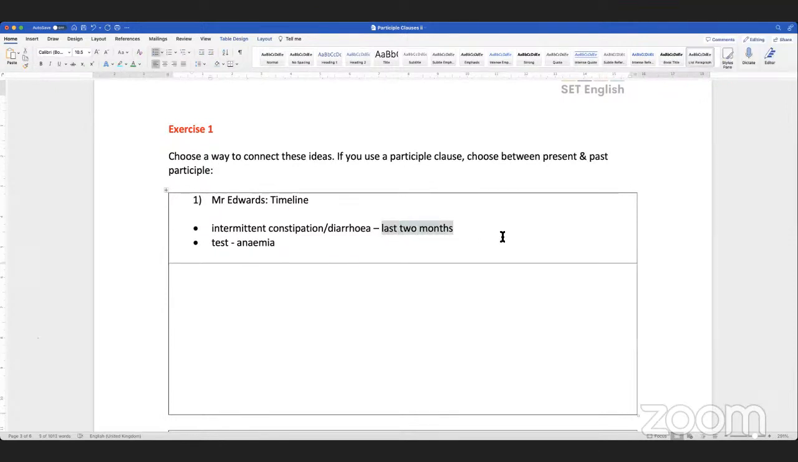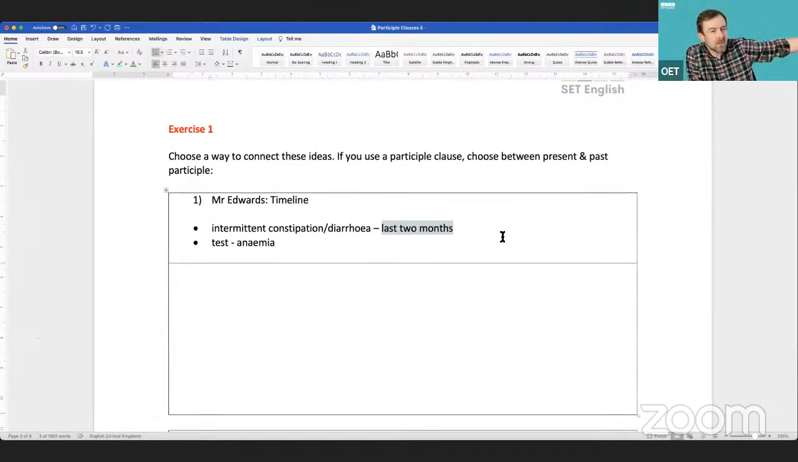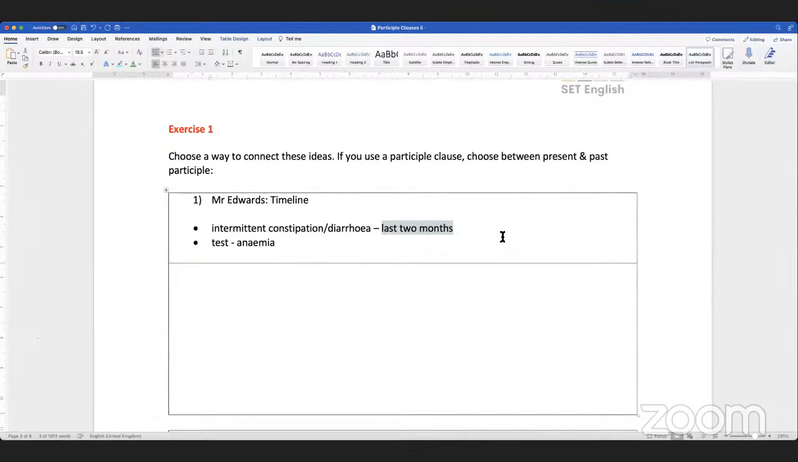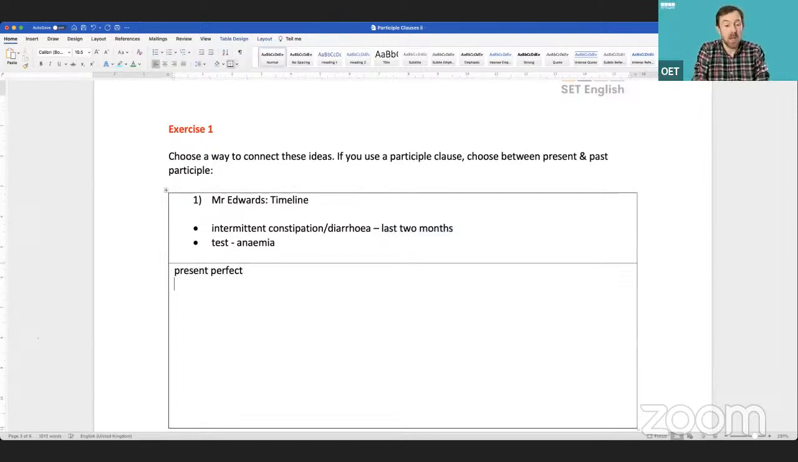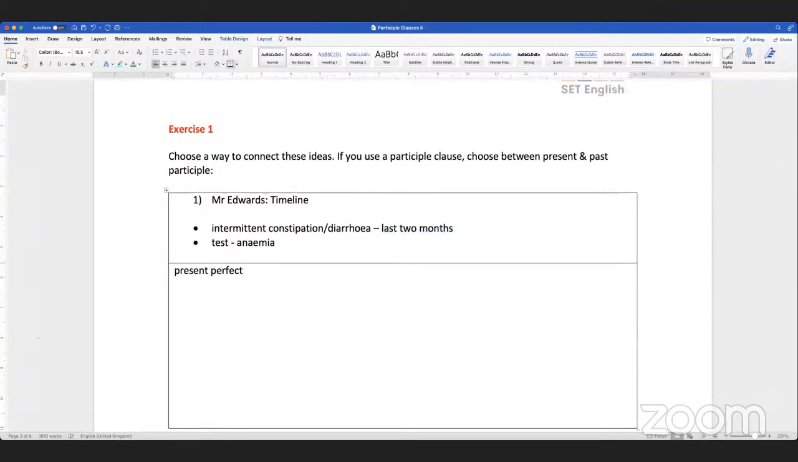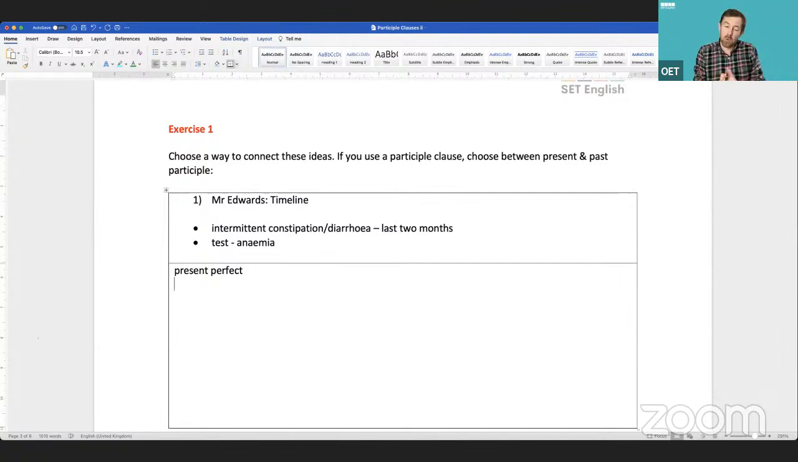Past simple, perfect tense. The last 2 months comes with the perfect, having. Present perfect is what you're thinking of, guys. That's what you should be thinking of. The last 2 months is always from now, perfect, going back 2 months.